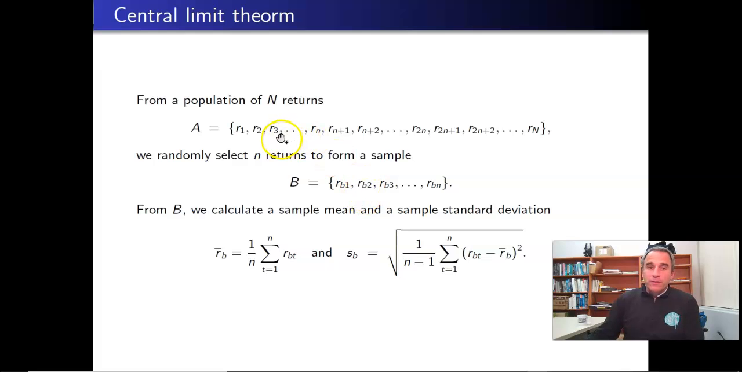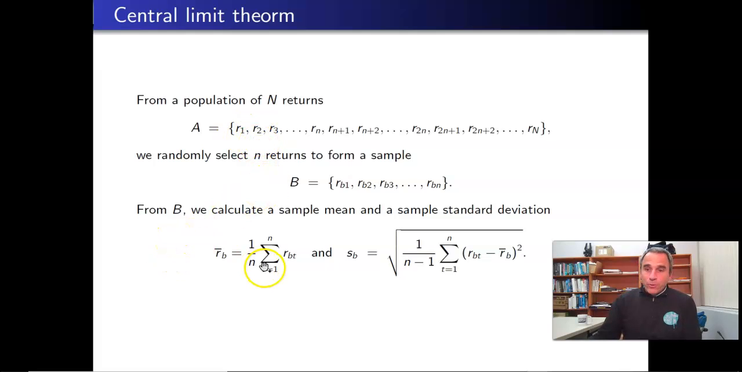RB2 could be R3, RB3 could be R1048, RB1 could be R51. Okay, RB1, RB2, RB3, RB4, and so on have been randomly selected from A, so they don't necessarily follow the same order in B as in A.